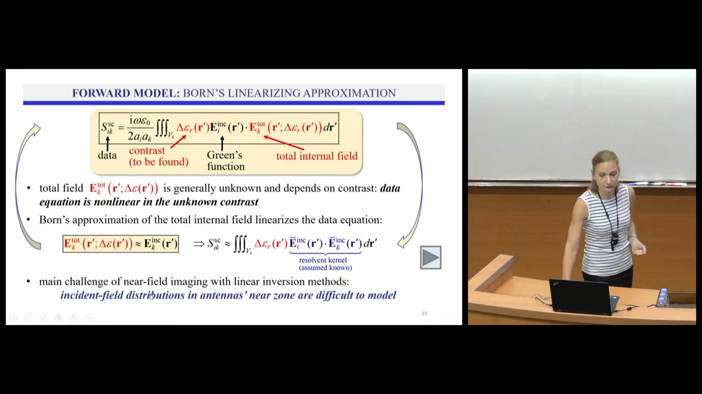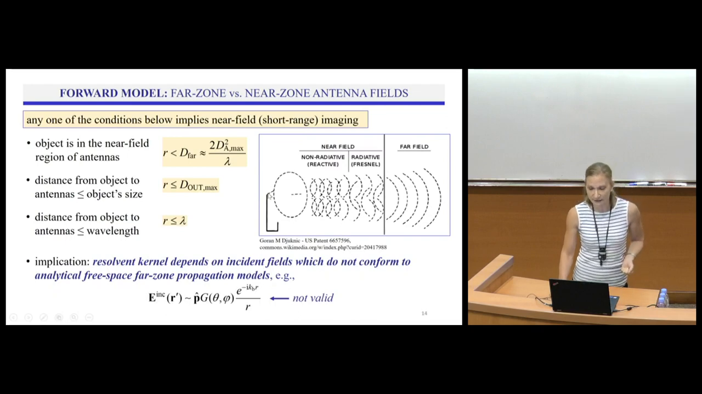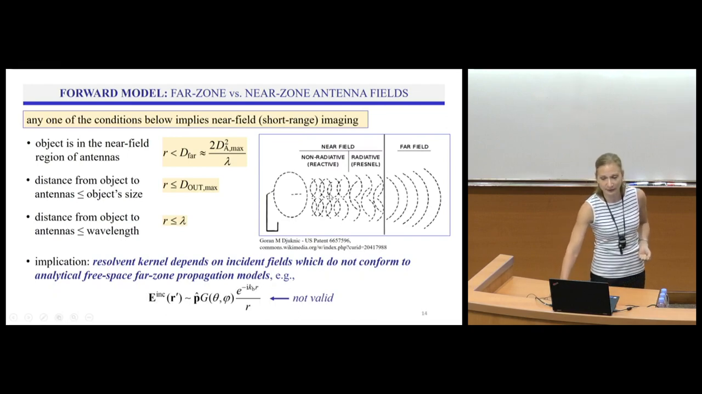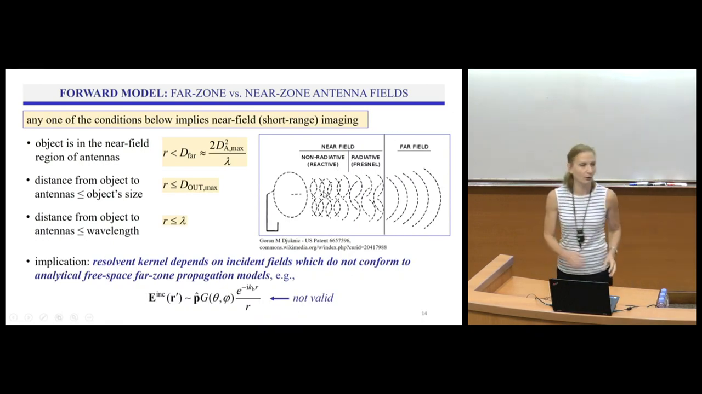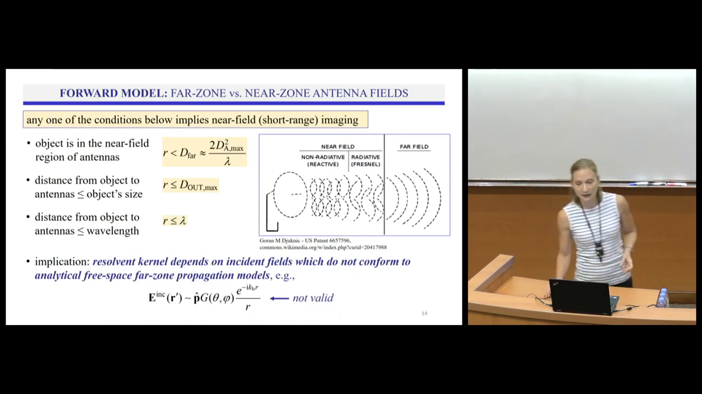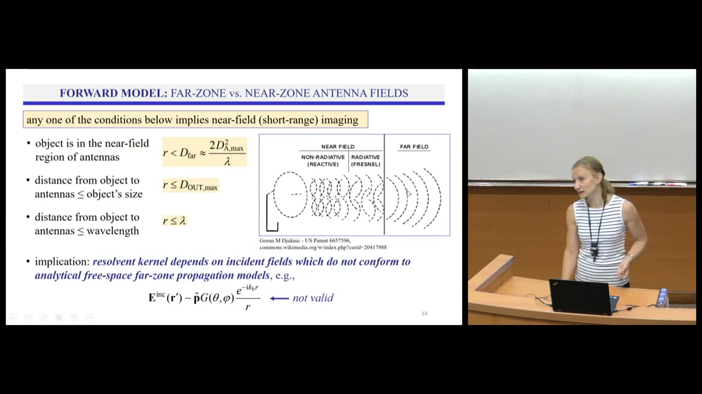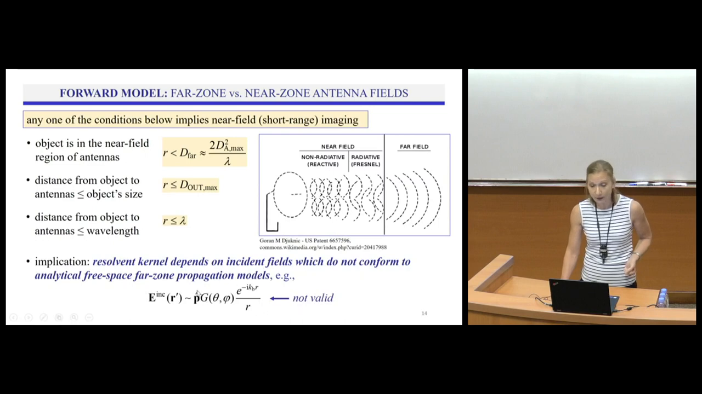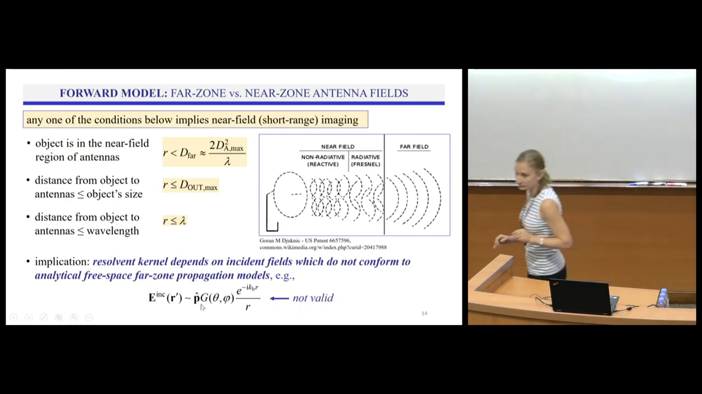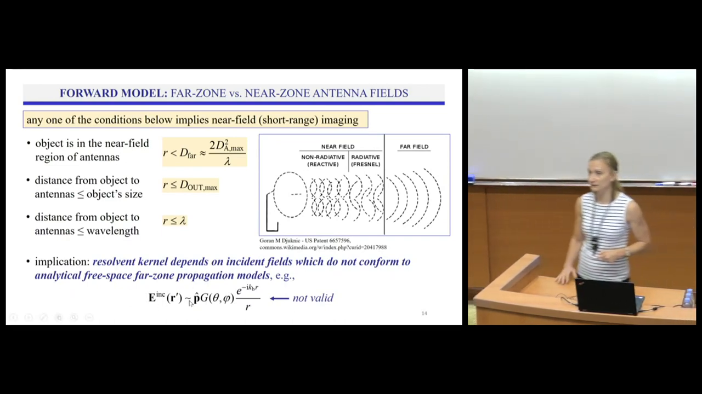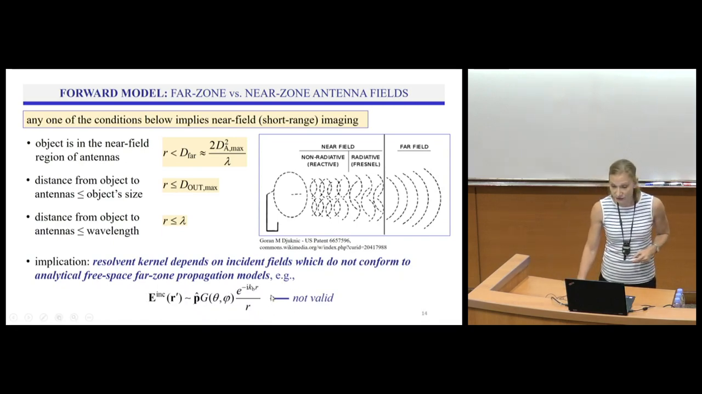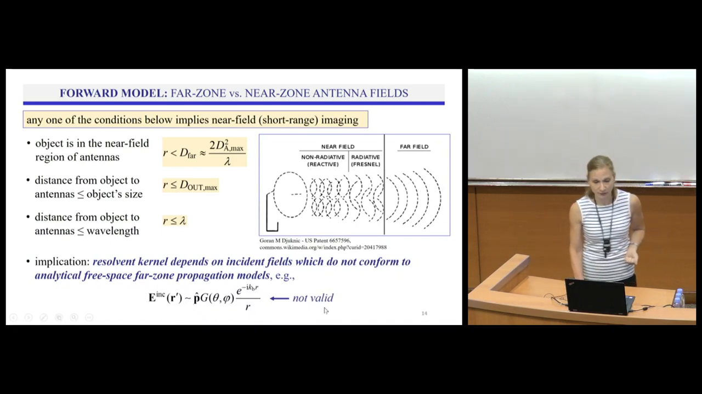That is because the incident field distributions in the antenna's near zone are quite difficult to model. And I have borrowed this diagram from a nice web page on Wikipedia, which shows how in the near zone of the antenna, the fields become much more complex, much more rapidly varying in space than the fields in the far zone, which are nice, and can even be described analytically by this very simple spherical function, which is multiplied by the known gain of the antenna, the radiation pattern, and by the known polarization vector of the antenna. However, such an expression is not valid in the near zone, and this is our trouble.